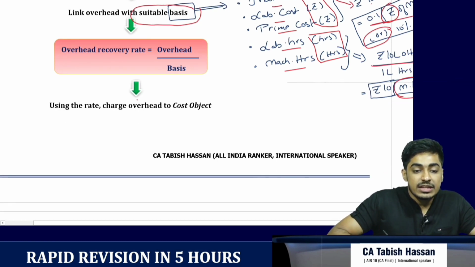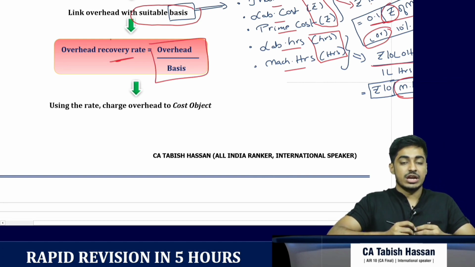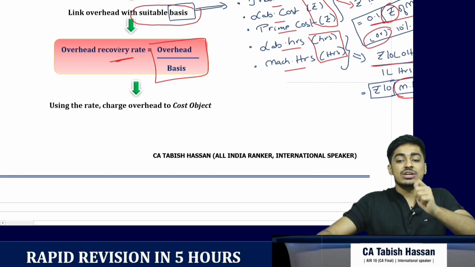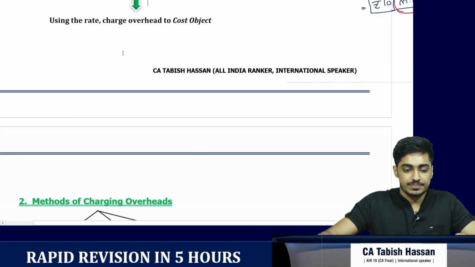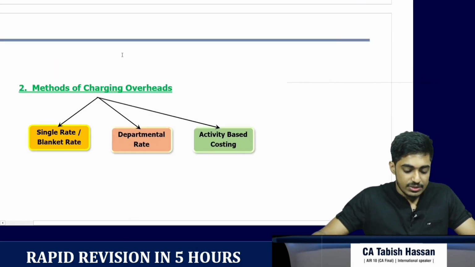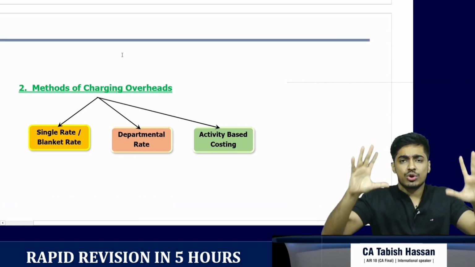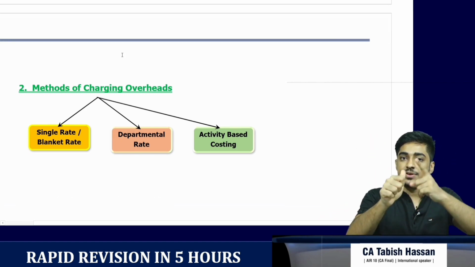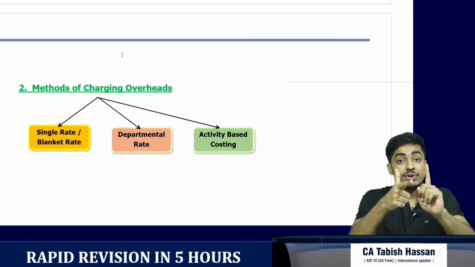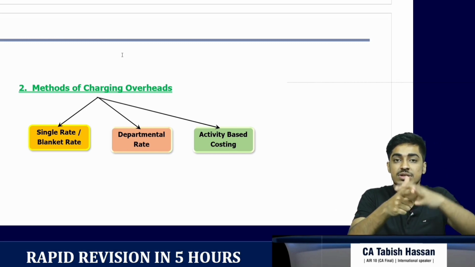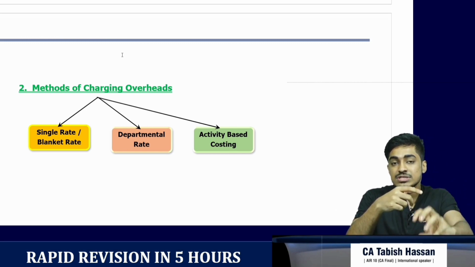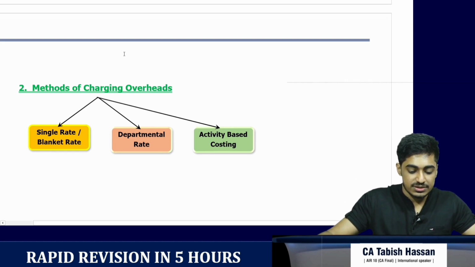Okay, so we get the total overhead, we are linking it with a suitable basis. So when we are linking it, we get the overhead recovery rate. Okay, that is overhead divided by basis, and using this we charge the overhead to the cost object. Clear? So this is the overall broad procedure of overhead. First, you have to get the total overhead, you have to link it with the suitable basis. So based on that, we get the overhead recovery rate, and using that we charge it to the cost object.